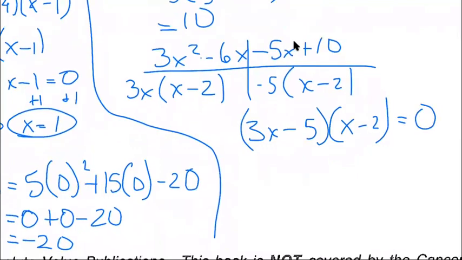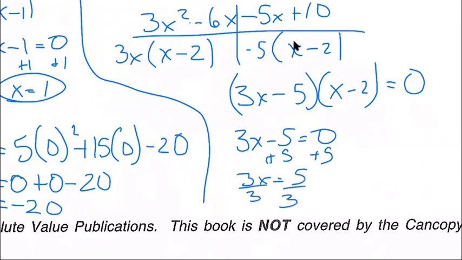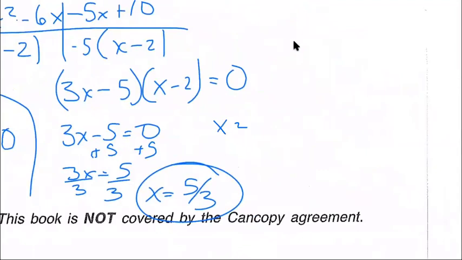And I use my zero product law. 3x minus 5 equals 0. Add 5, add 5. 3x is equal to 5. Divide by 3, divide by 3. X is equal to 5 over 3. There's one. And I go x minus 2 equals 0. Add 2, add 2. X is equal to 2. There's your other.